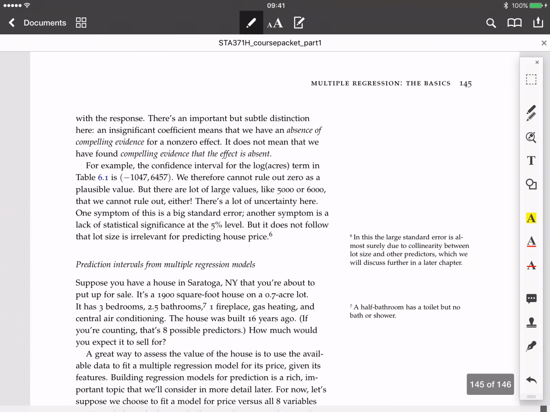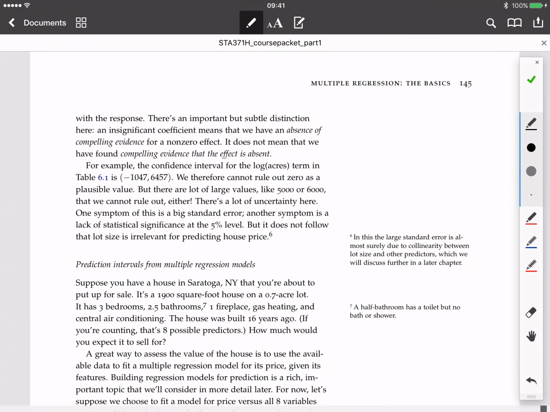Okay? Another way of saying this is that an insignificant coefficient means that we have an absence of compelling evidence for a non-zero partial slope, but it does not mean that we have found compelling evidence that the effect is absent. So absence of evidence versus evidence of absence are different things, and statistical significance means absence of evidence.